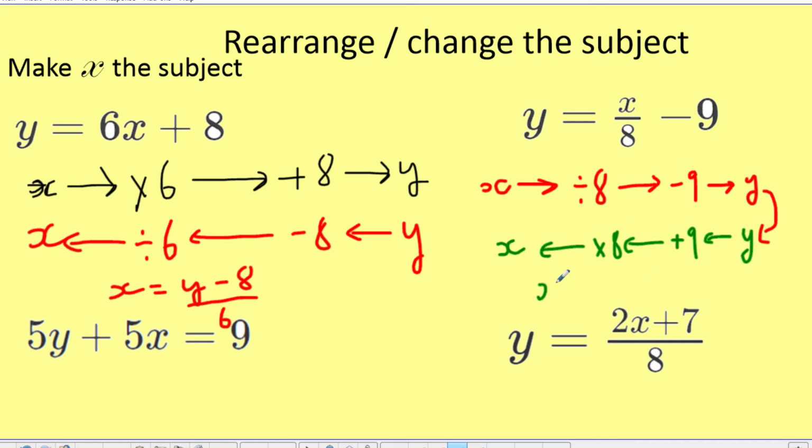So X is equal to Y plus 9 times 8. Okay, to tidy that up, we're going to multiply both of these by 8, which is going to give me X equals 8Y plus 72.